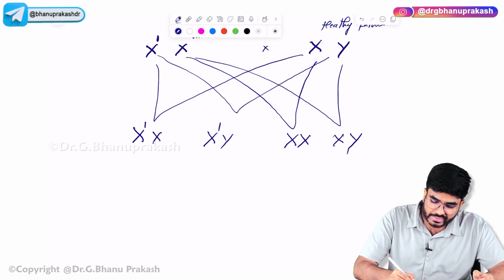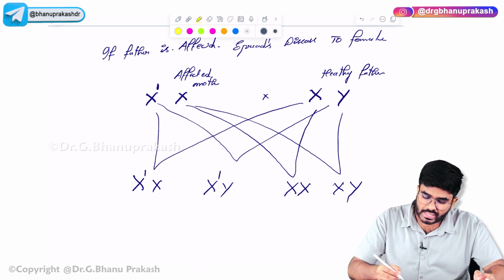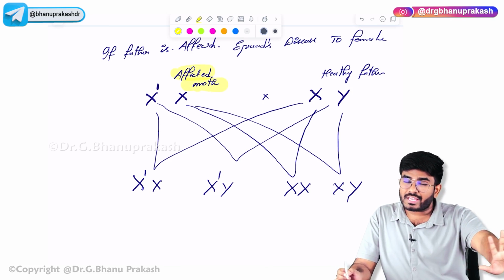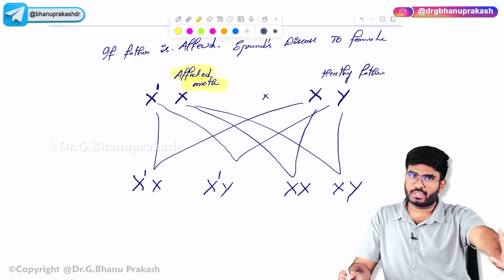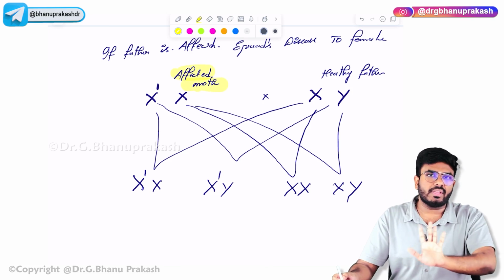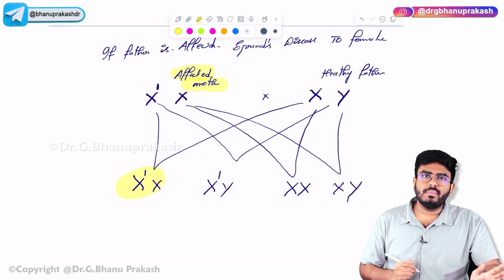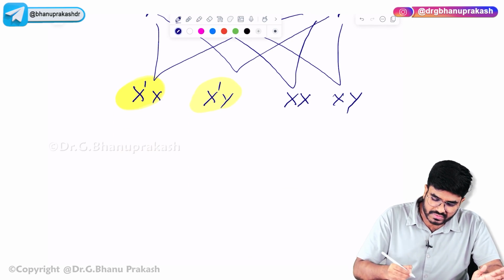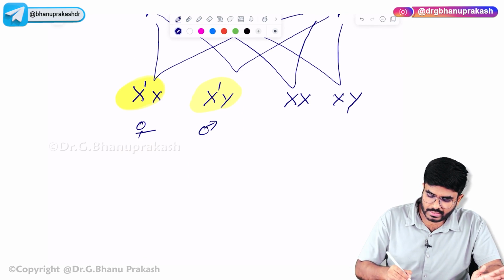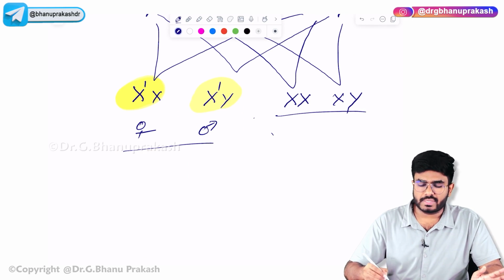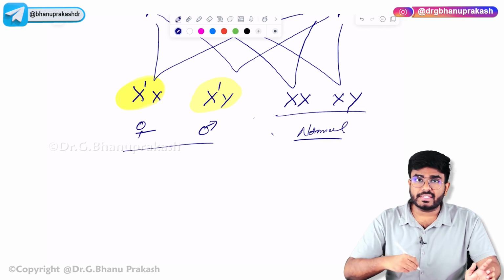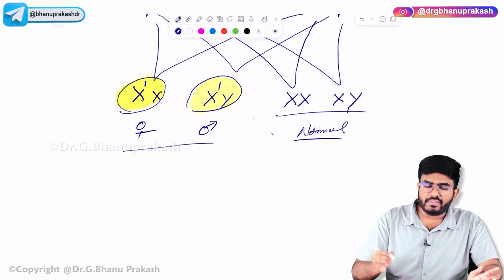So, who is affected? See, if mother is affected, mother does not have any partiality. Remember that one thing. Mother does not have any partiality. Father always to the daughter. But mother says 50-50. So, here female is affected, X dash, as well as male is affected. So, 50% of the offspring is affected, 50% of the offspring is normal. Even in the affected group, 50% female, 50% male.